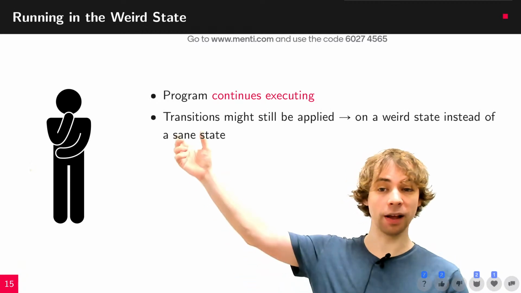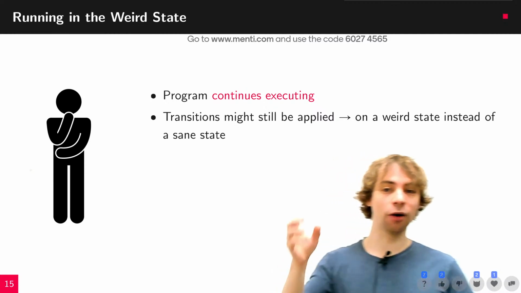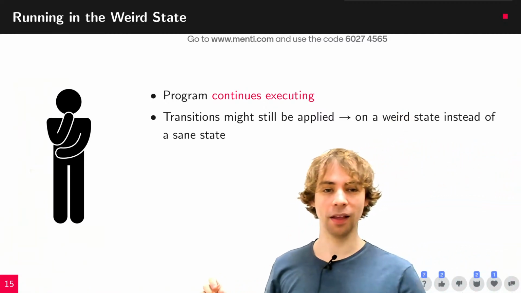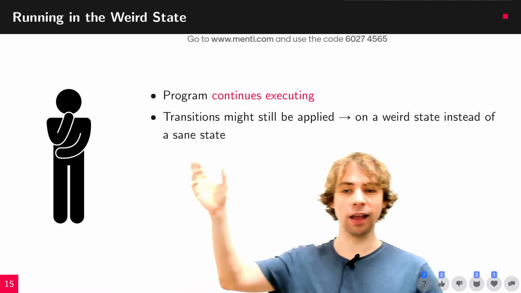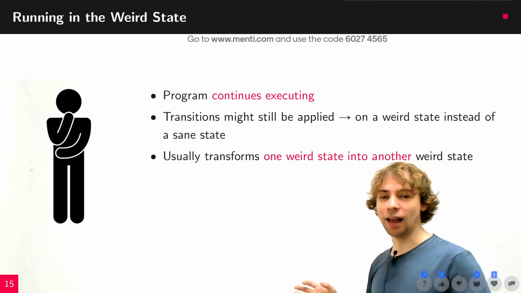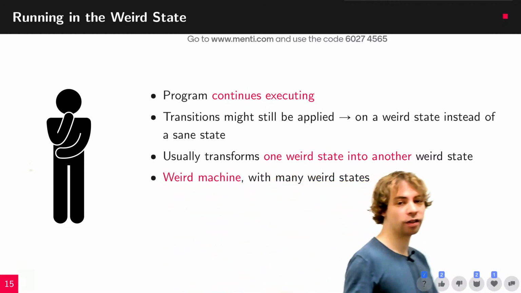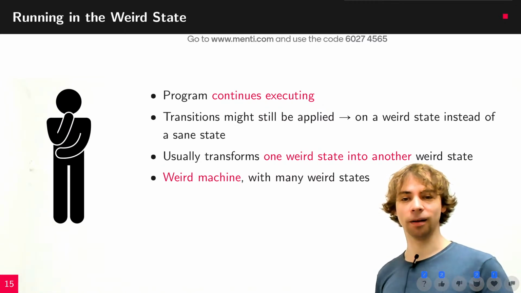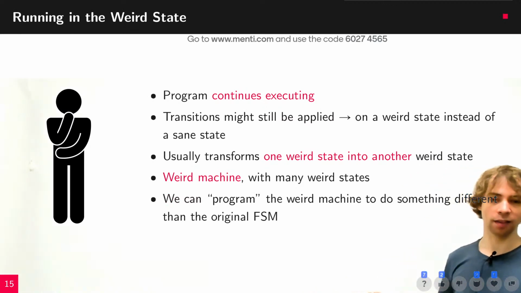The transitions might still work, right? So you're now in a weird state instead of a sane state. And usually when you transition from one weird state, you also end up in another weird state. And this is what Harbaugh called the weird machine, because now you're not operating anymore on this finite state machine, but a weird machine with many weird states.